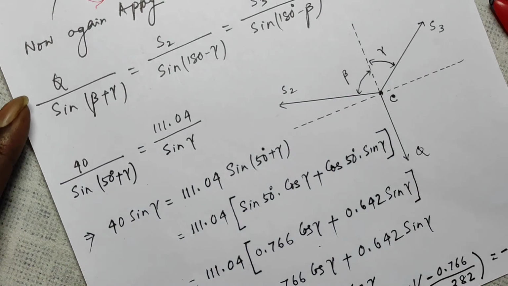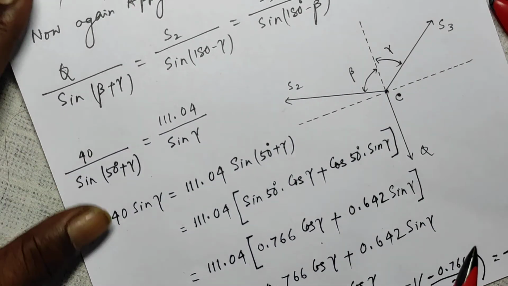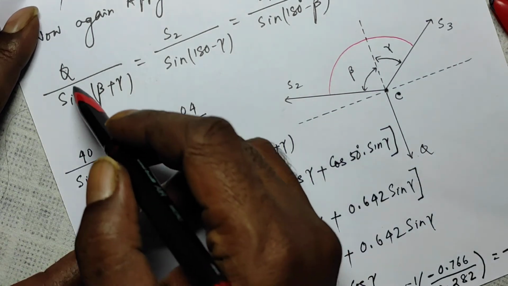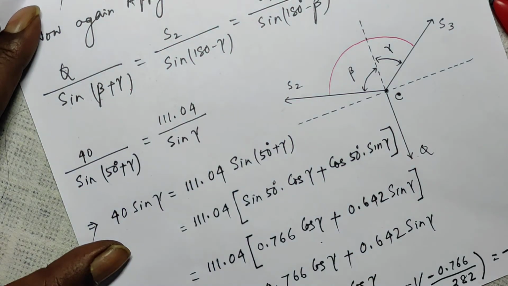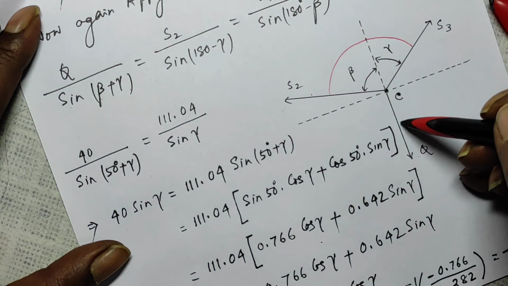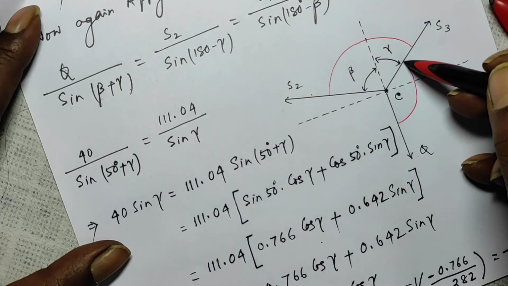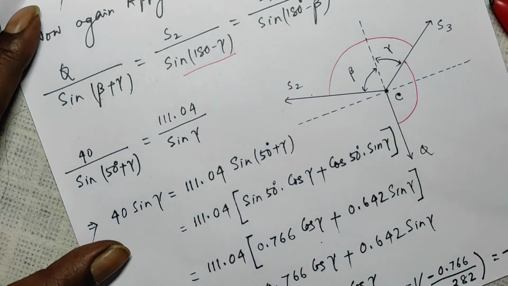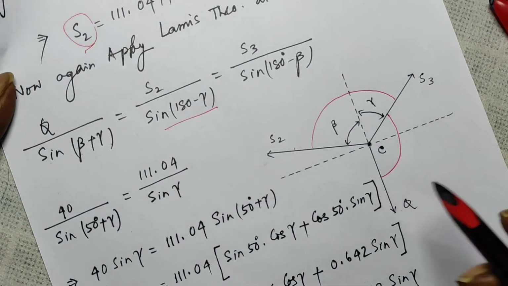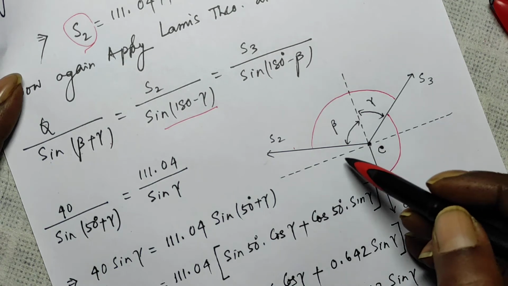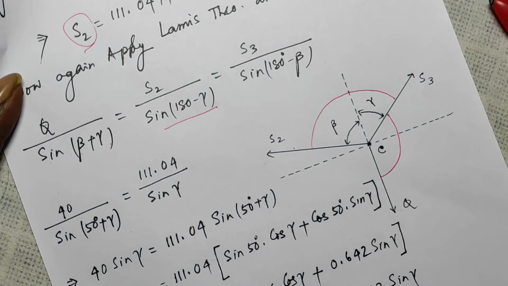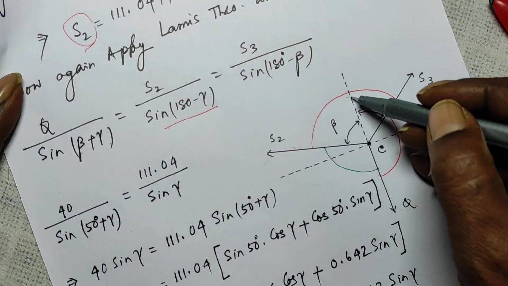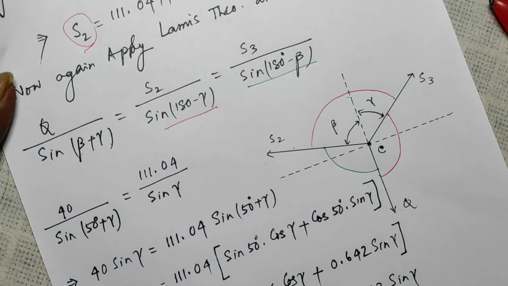Now it is pretty simple. So Q over sine of this angle, sine beta plus gamma, is equal to S2 over sine of this angle, that is 180 minus gamma, is equal to S3 over sine of this angle, and this is equal to 180 minus beta.